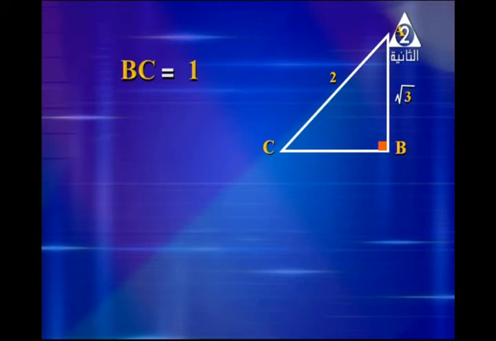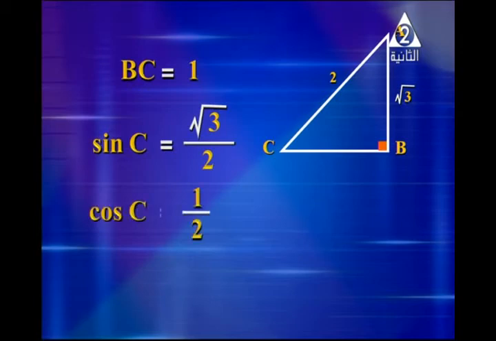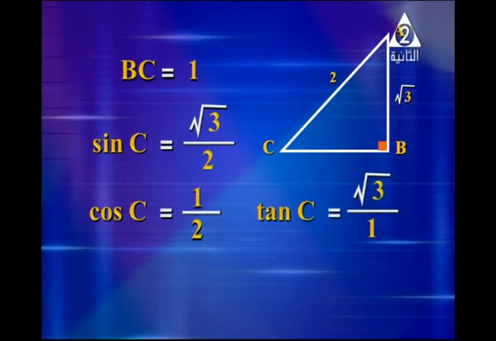And in this case, we can say that sine C equals square root 3 over 2. What about the other trigonometric ratios? Cosine C equals half. And finally, tan C equals square root 3 over 1, which is equal to square root 3. Another example.